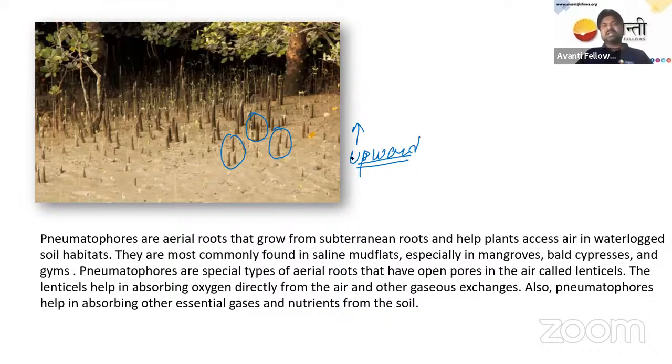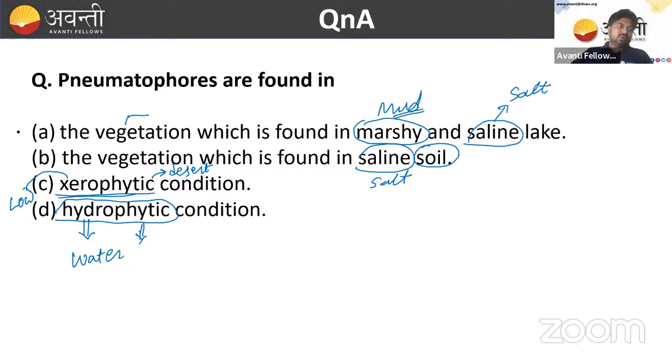And the function of this type of root is the provision of oxygen to the plant. ठीक है, and we can say the roots' respiration is locked in the muddy soil or muddy region, and that's why these pneumatophores work here. And that's why the correct option is option A, that is the vegetation which is found in a marshy saline lake where pneumatophores are found. So this is the complete answer of this question.